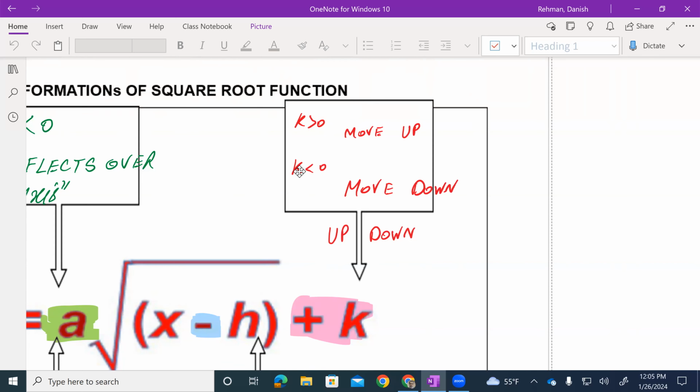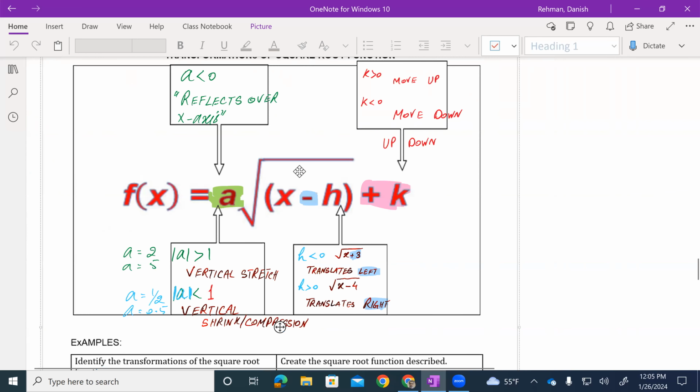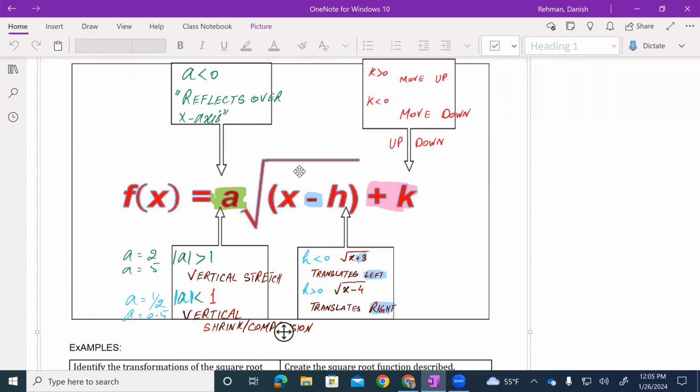Got it? Notes are there. Don't forget to take notes from here. If you missed something, take a picture of this. Keep it safe with you.